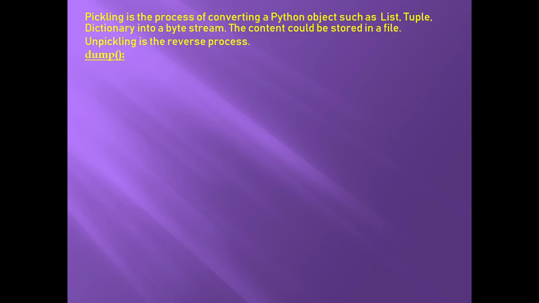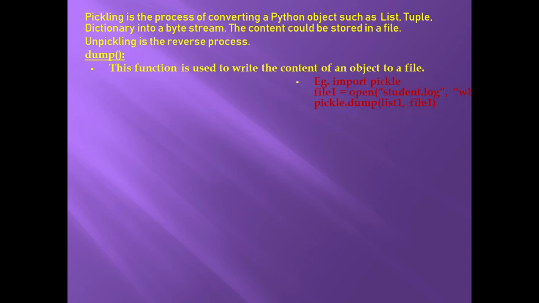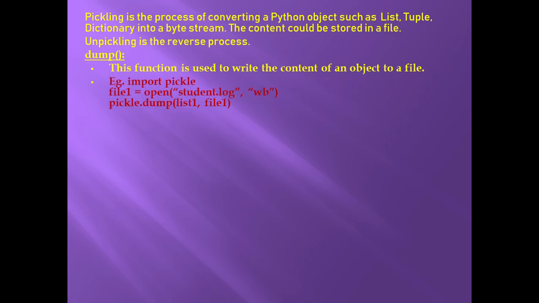There are two functions used along with pickling. One is the dump function. This will write the content of an object to a file. The object may be a list or a tuple or a dictionary. See the example, import pickle. file1 equal to open('student.log', 'wb'), that is write mode in a binary file. So to indicate that this is a binary file, we are writing wb. Then pickle.dump(list1, file1). The list1 is already defined and the content of this list is written in the file object.